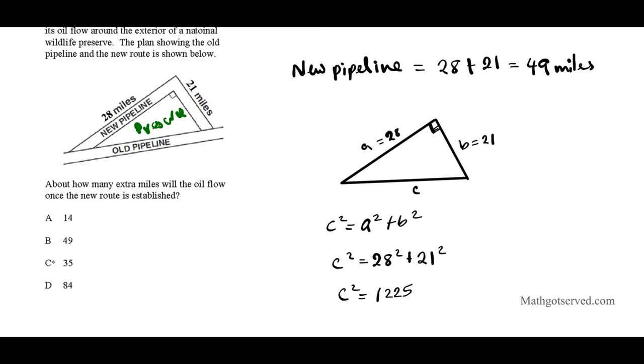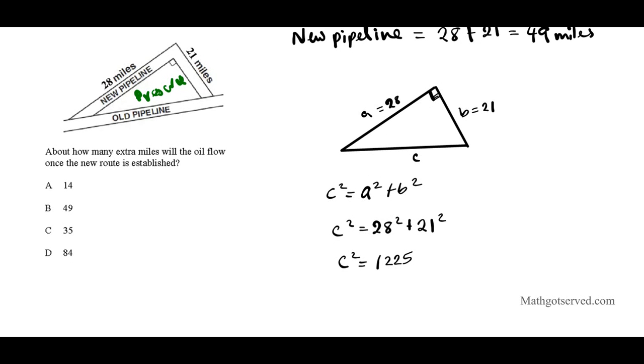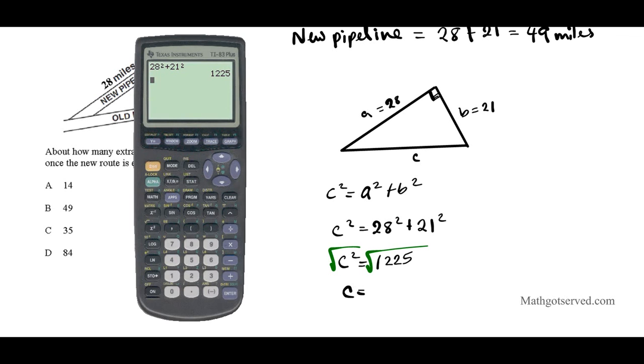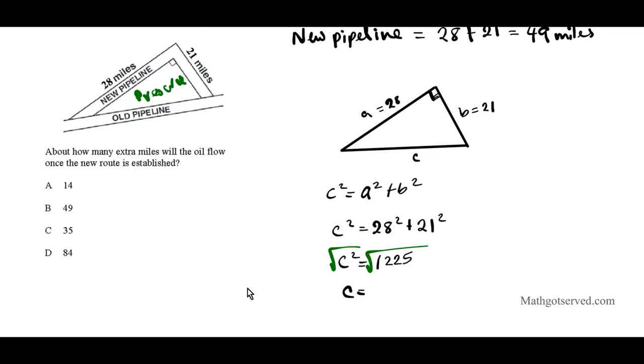So to get C, all we'll simply do is take the square root of both sides. So take the square root of that and the square root of that. And we have C equals, well, let's see, what is the square root of 1225? I'm going to insert the answer using second function negative, 35. Okay, so C is 35. All right, so the old pipeline is 35 miles long.